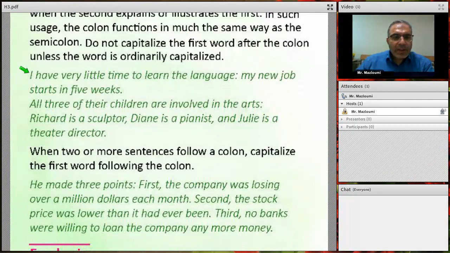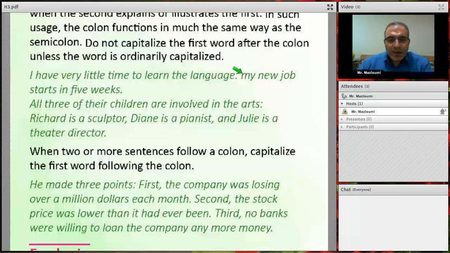I have very little time to learn the language. My new job starts in 5 weeks. So, everyone, you see the second sentence, my job starts in 5 weeks. It explains, it illustrates the first sentence. So, I have very little time to learn the language. Colon, we have an explanation here. My new job starts in 5 weeks. You know, 5 weeks is a short time to learn a new language. So this sentence explains or illustrates the first sentence.